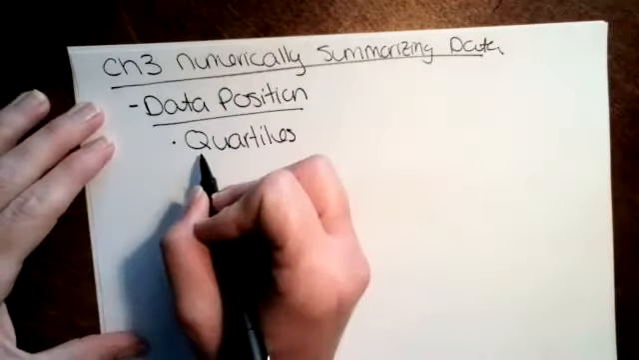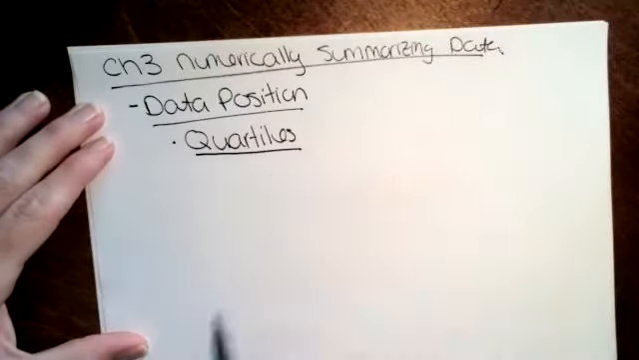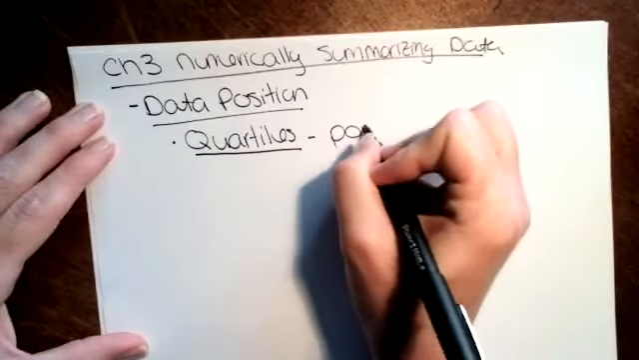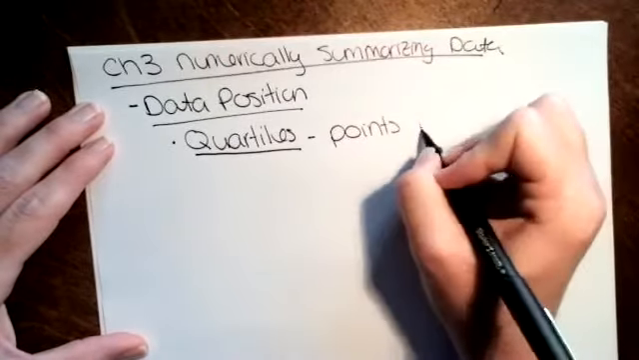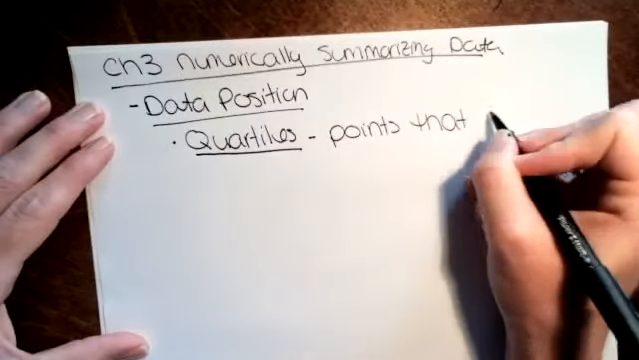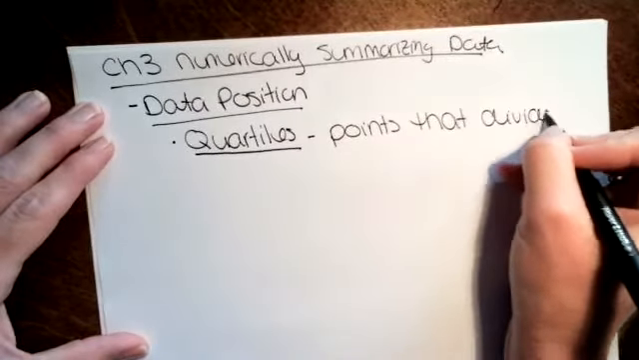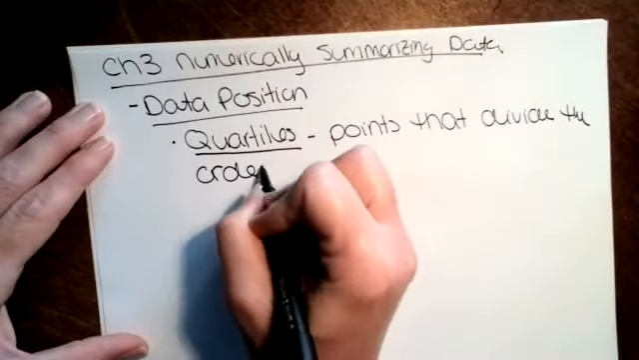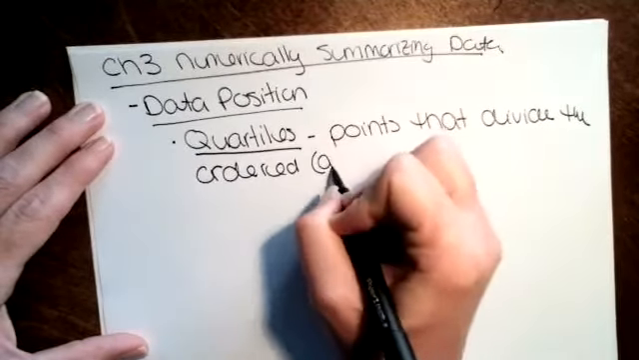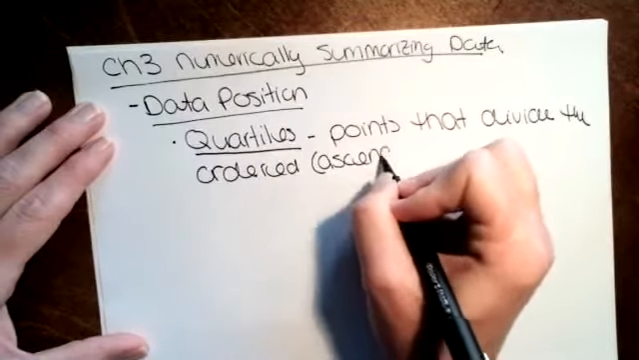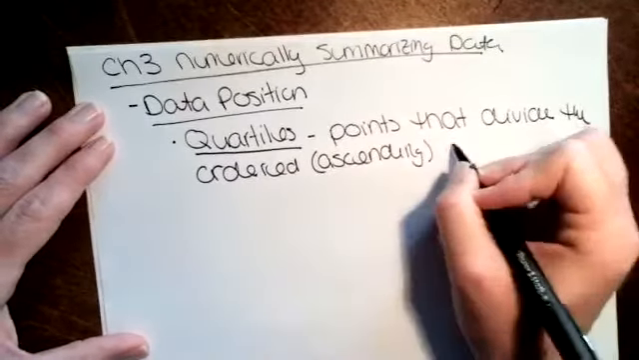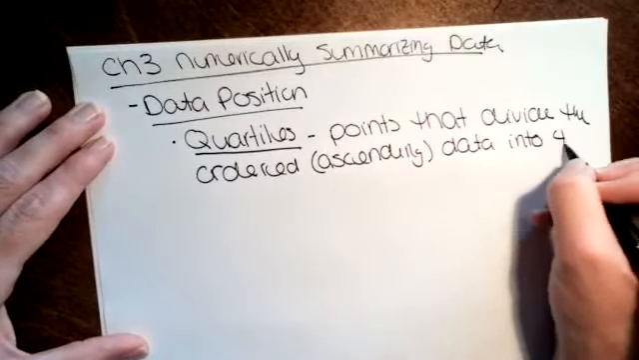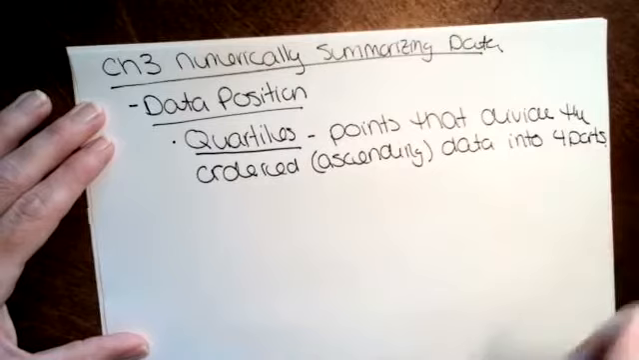Okay, so quartiles are a type of percentile, and what the quartiles do is give me points that divide the ordered data set. I'm going to put ascending right here because I want you to know it's from smallest to largest, into 4 parts. So into quarters, okay?